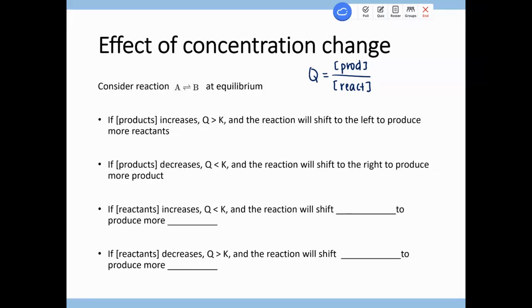So that's all that we can do on the right side. We can add products or we can remove products. We can do the same thing on the left side. If you add reactants, so you have A and B at equilibrium, you have another vial of A, and you add more A to that system. We've increased the concentration of reactants. There are more reactants to react. The equilibrium will shift to the right to produce more product.